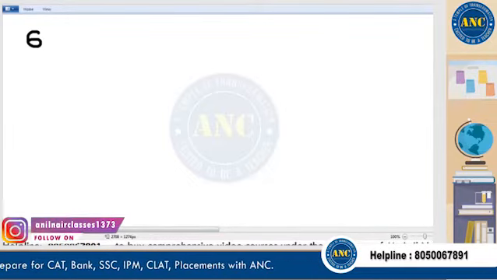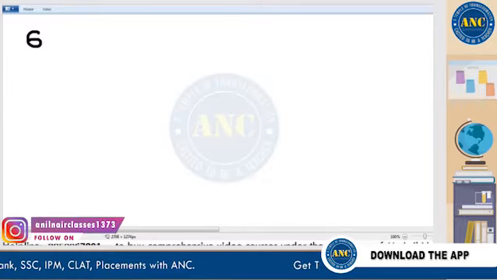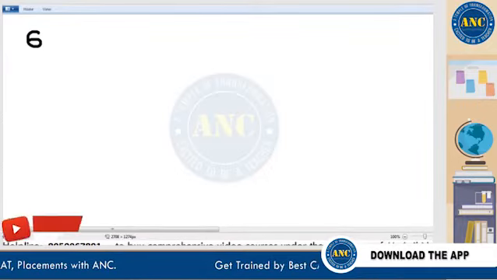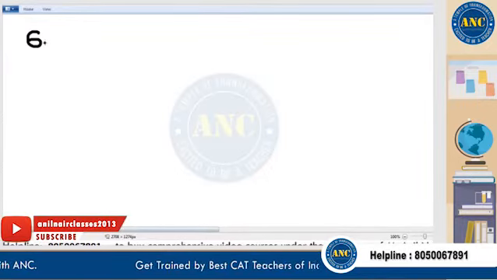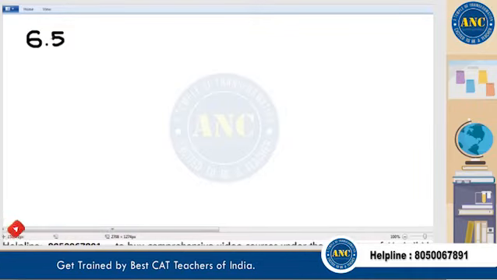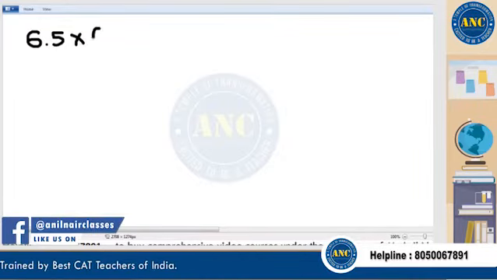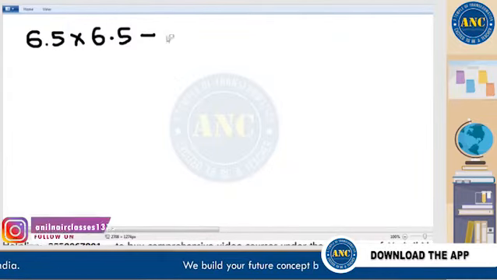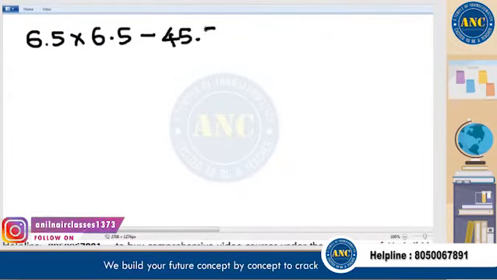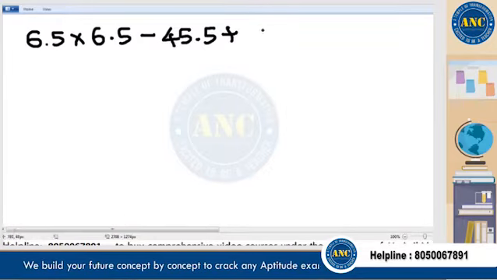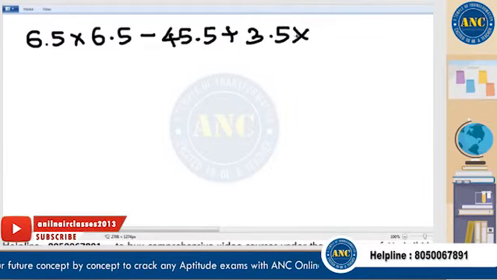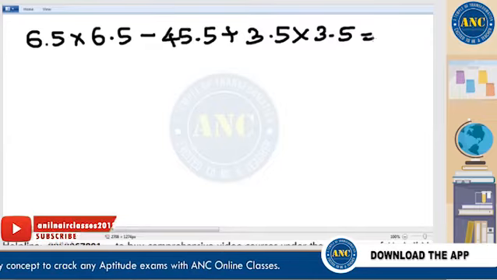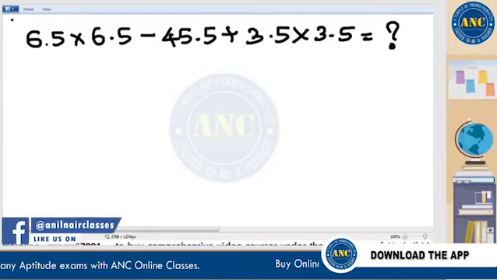This is the question. Your question is 6.5 into 6.5, minus 45.5, plus 3.5 into 3.5. I need to find the value of this. Now you need not worry about these kinds of questions.